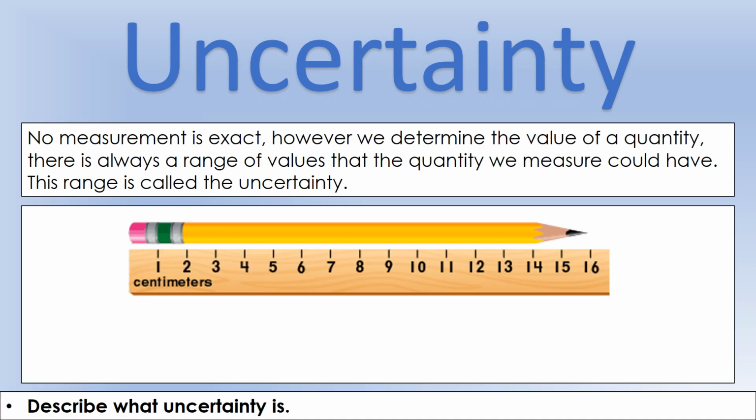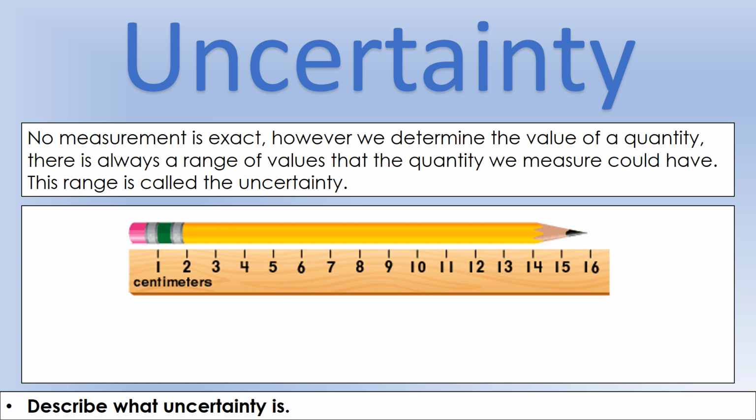All right, so if we start off with what uncertainty actually is. The first thing to establish is that no measurement is exact. It doesn't give you a definitive value for what a quantity's value is. What it does is it gives you a range of possible values that the quantity could have. And that range of values is what we call the uncertainty.